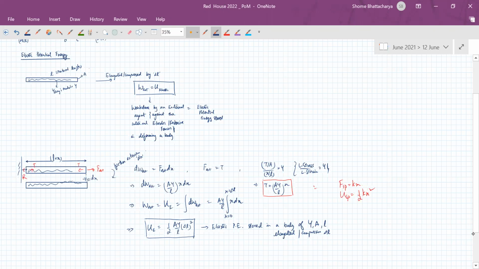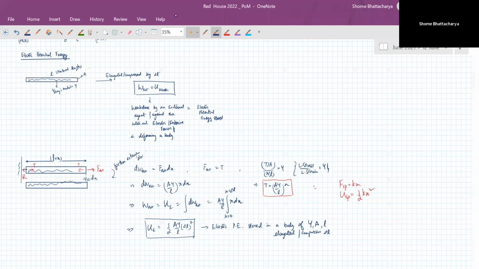So if we take the body from its natural state, or in this case natural length, to a case where it is strained, or in this case elongated or compressed by delta L, then the energy stored in the system, the absolute potential energy, is nothing but the work done by the external agent in order to take it from natural shape to deformed state. Whereas if it was already in some deformed state, then the change in potential energy would be the work done to go from the initial deformed state to the final deformed state.